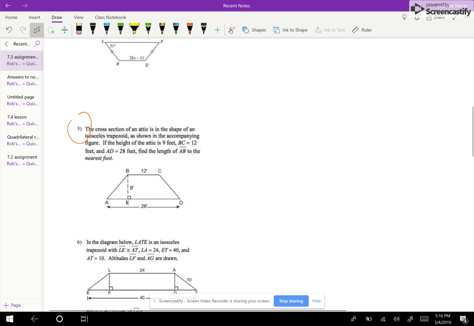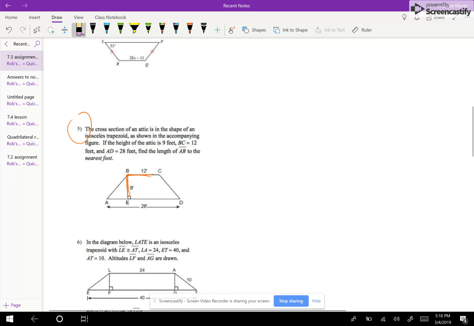Number 5, cross section. So we got another isosceles trapezoid, and the height of the attic is 9. So this is 9 here. And BC is 12. We have that labeled here. This is 12 right here. Okay.